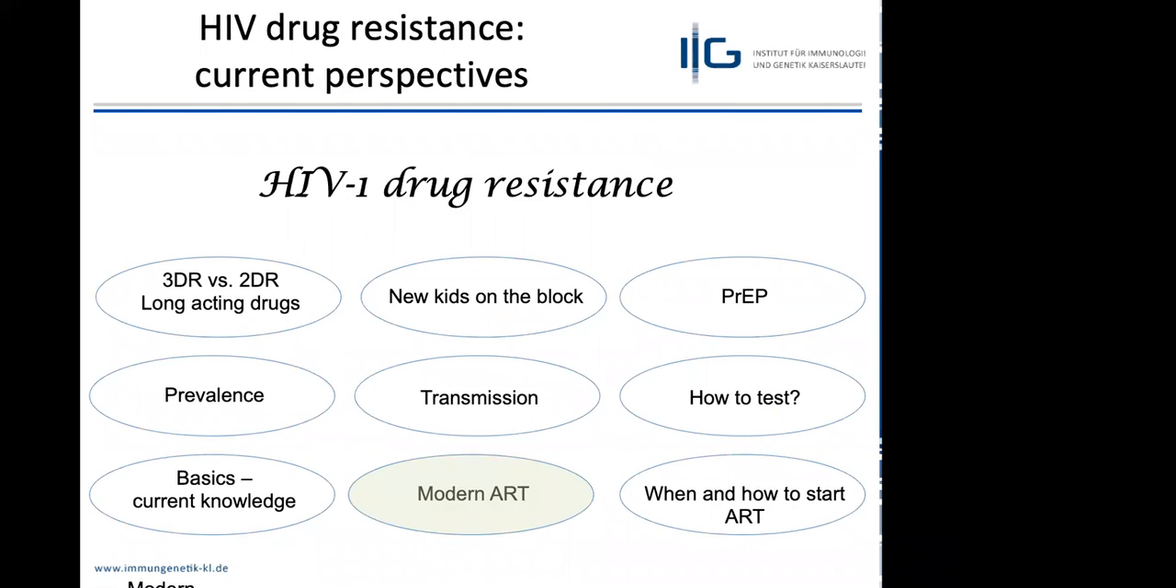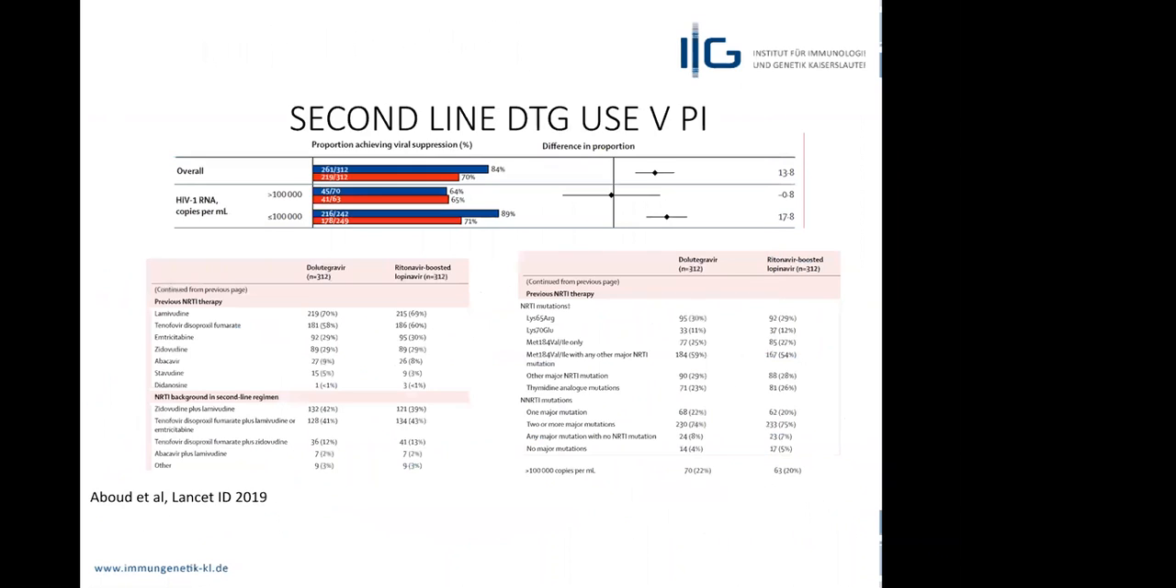So what about modern antiretroviral treatment? We do have these drugs we discussed before, but in some patients we do see failure, and in some patients we saw failure several years ago, and in these patients there is still drug resistance and there are emerging drug resistance mutations.